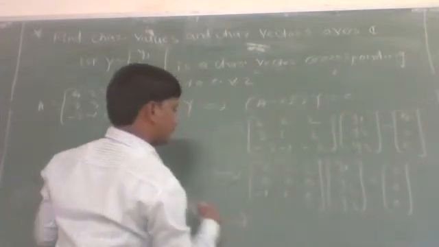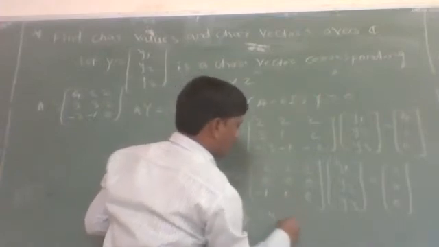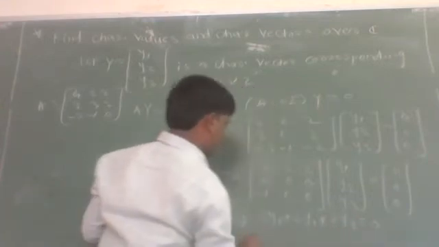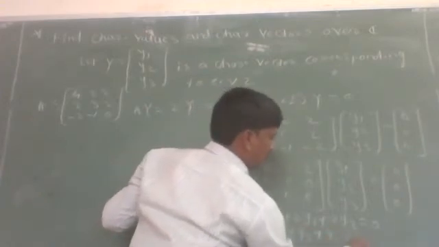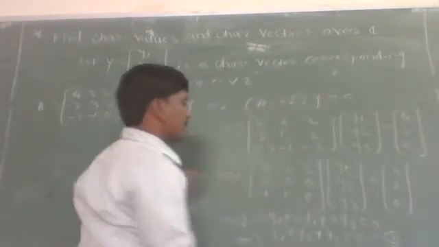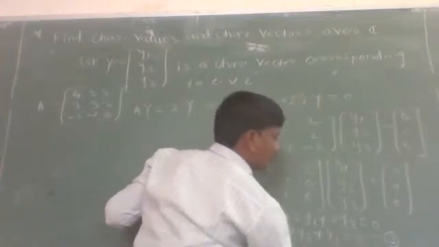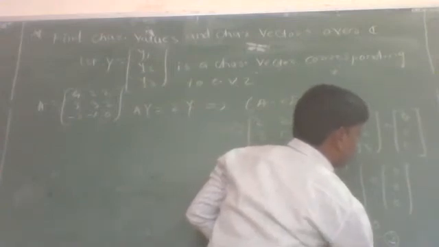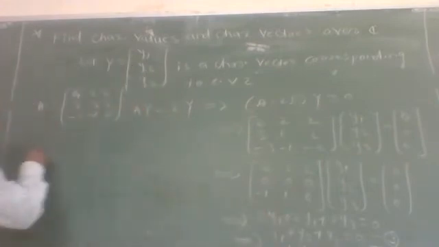Which implies 2y1 plus 2y2 plus 2y3 equal to 0, which implies, taking 2 common, y1 plus y2 plus y3 equal to 0. Take this one as equation 3. And minus of y2 plus y3 equal to 0, which implies y2 will be equal to y3.